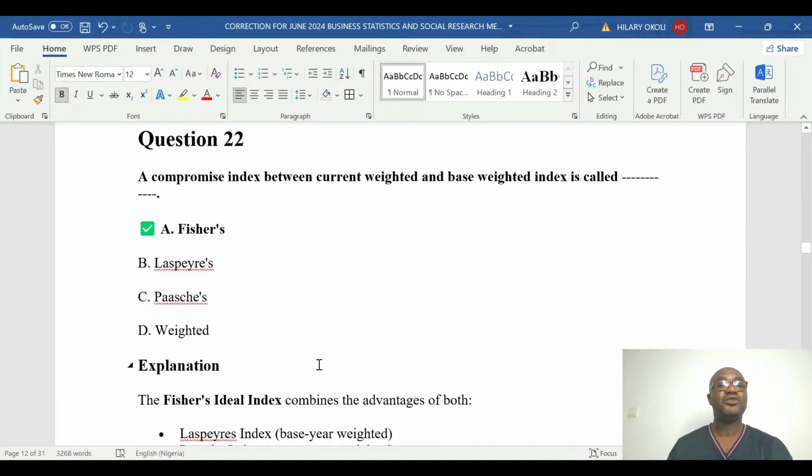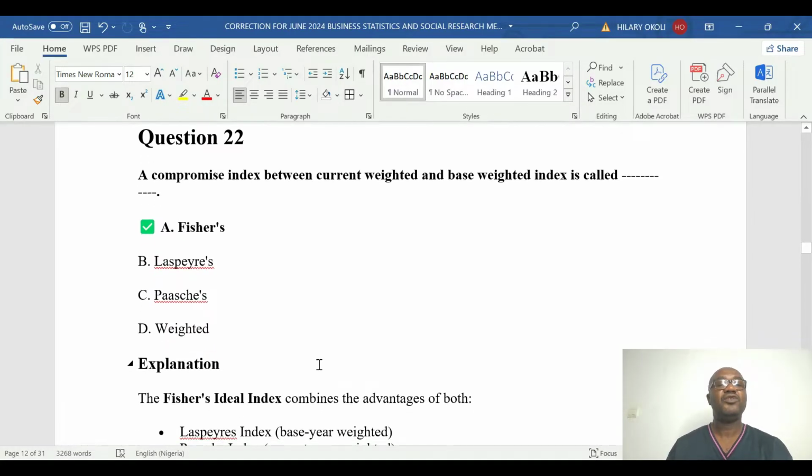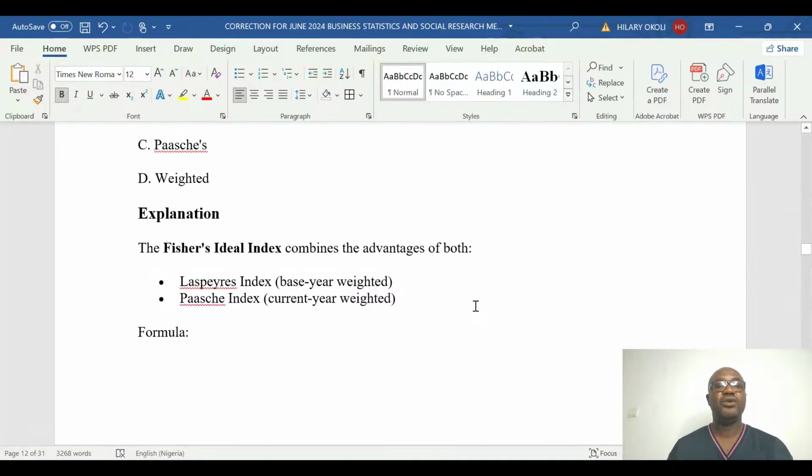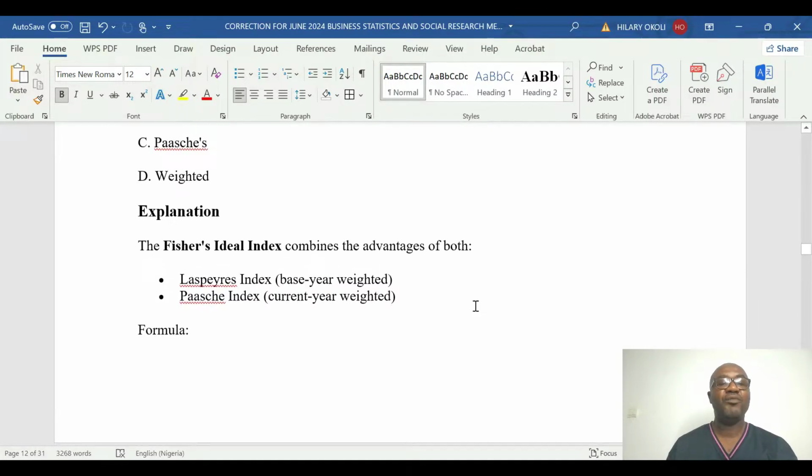The next question talks about a compromise index between current weighted and base weighted index. It is called the Fisher's ideal index. Fisher's ideal index combines the advantages of both.